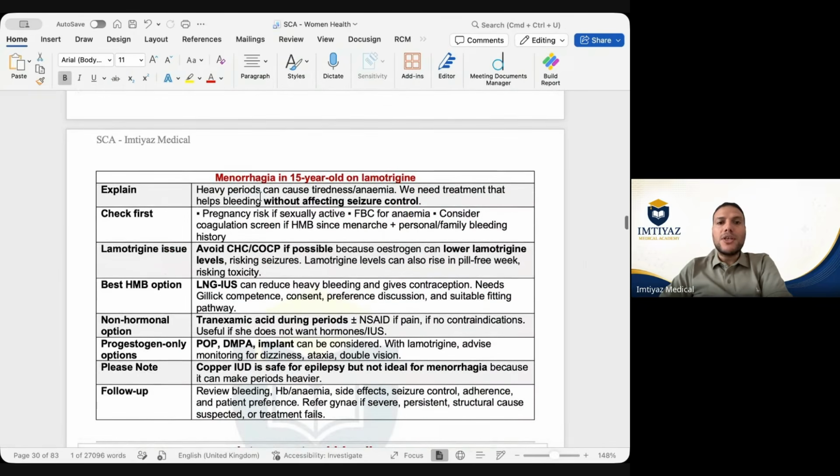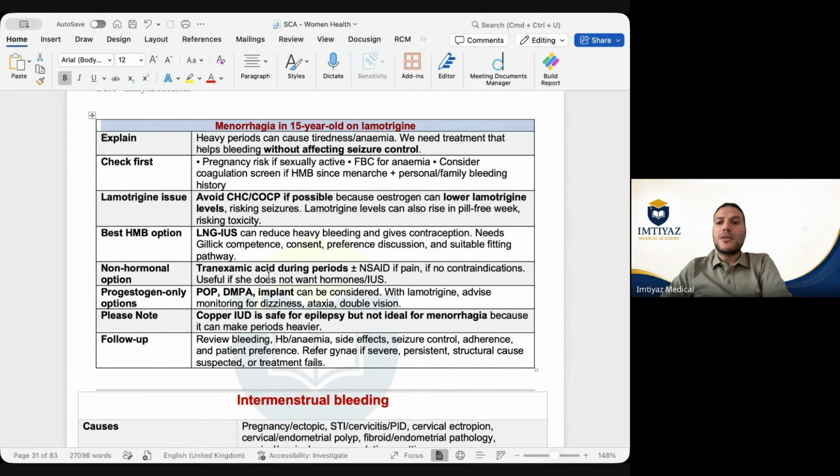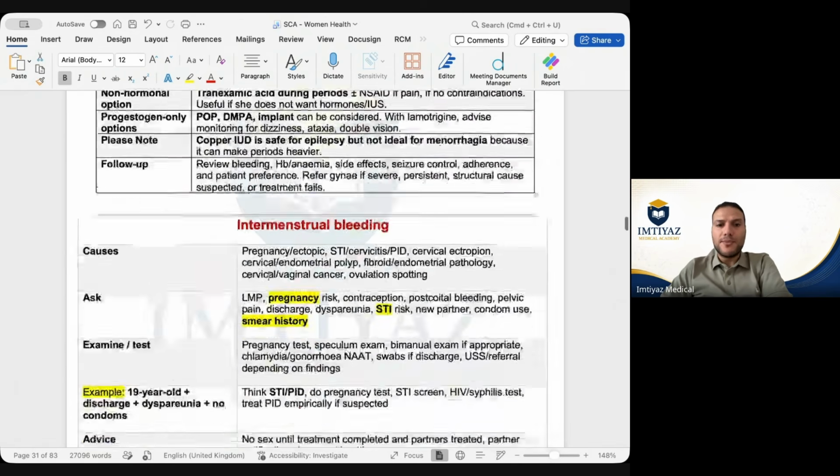All right. Menorrhagia, if someone is taking lamotrigine for epilepsy, again, just read this. What are the good options for her? Definitely, you will not offer a copper IUD because, as I told you, a copper IUD with menorrhagia will make it worse. But what you can offer is, for example, the IUS, which is the best option. Tranexamic acid, non-steroidals can also be an option, or progesterone-only pills as well.